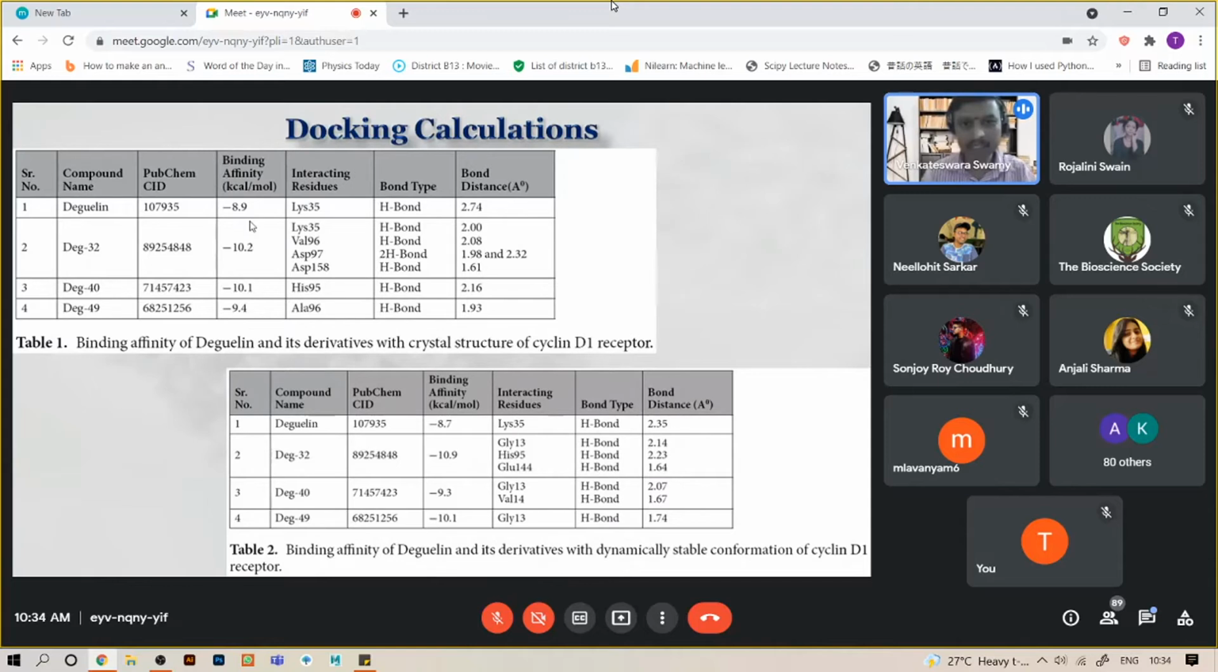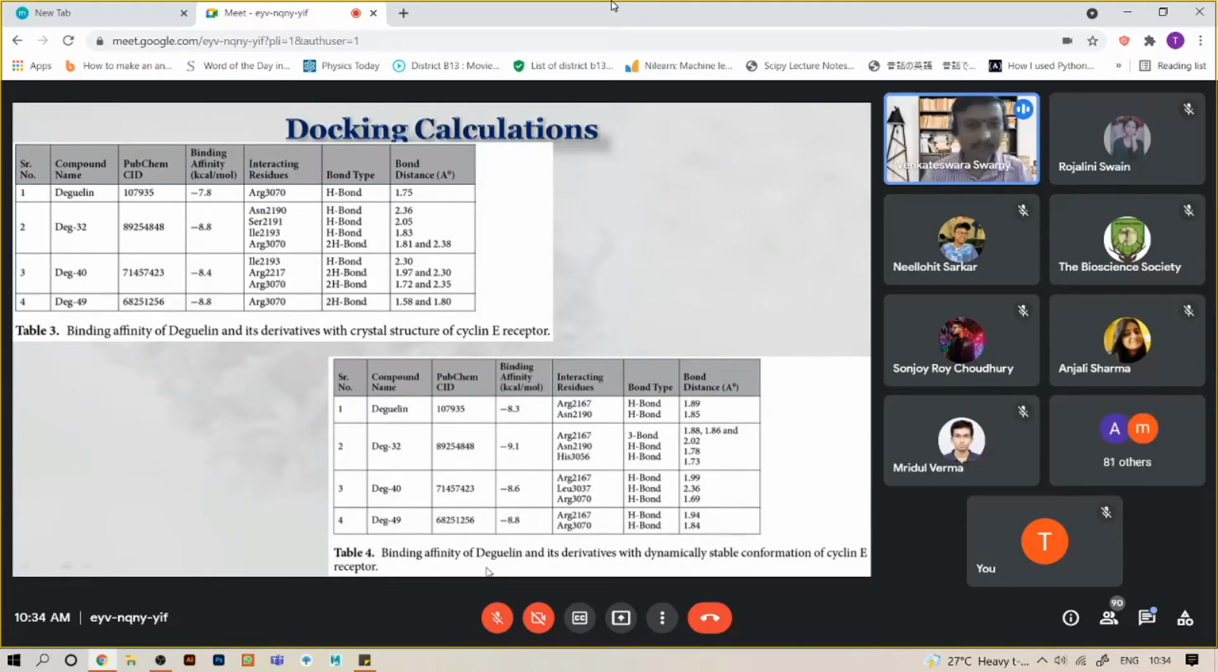Here the bond type remains hydrogen bonds, and the interaction distances I am going to show in further slides. Here we can also see the results related to the cyclin D1 receptor. In the same way, the same compounds have already interacted with cyclin D1 in a stable conformation as a receptor.